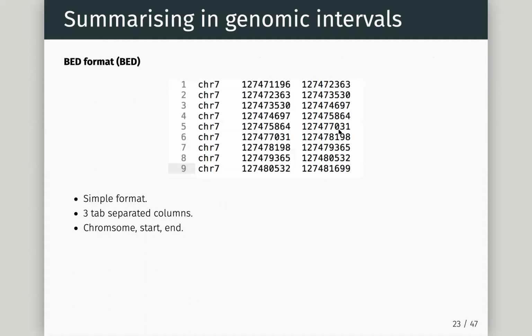So here we have 9 intervals. First one is on this chromosome, starts here, ends here. Second one starts here, ends here. So 9 intervals, usually tab separated. Well, it is officially tab separated between the columns, and you just have chromosome, start, end. That's an accepted format, and you can just make that in your text file or export a tab separated file from Excel.